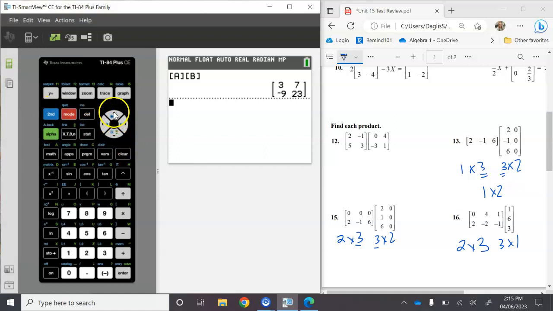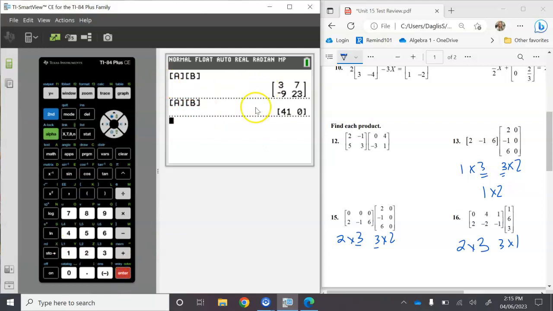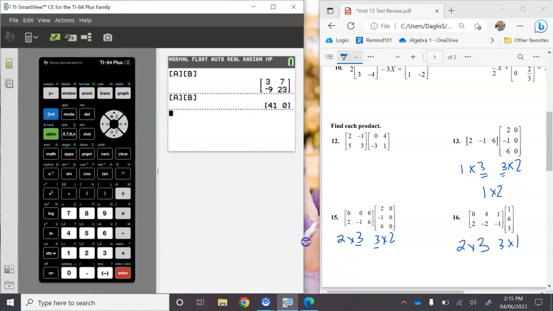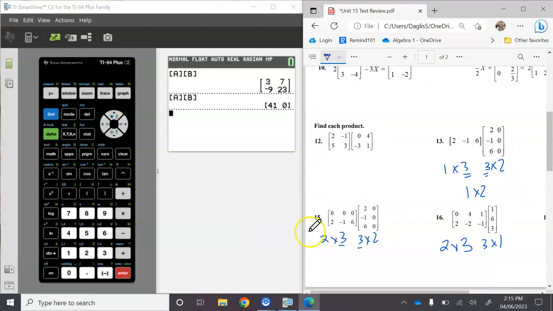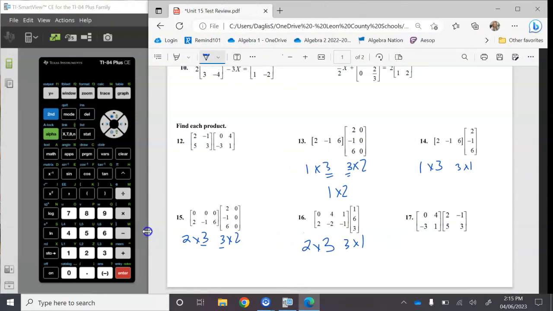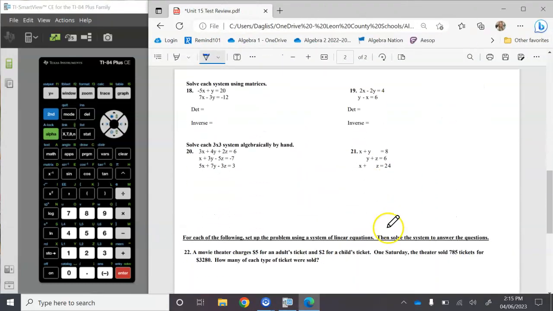What you can actually do is click the up arrow, click enter, so it actually copies down A, B, but remember you've changed your A and your B, so this is using what you just entered in, and then you click enter. So you get the answers, 41 and 0. So not much of a shortcut, but it is a little shortcut, and it's good to use sometimes. All right, so that's how we can use the calculator with multiplying.